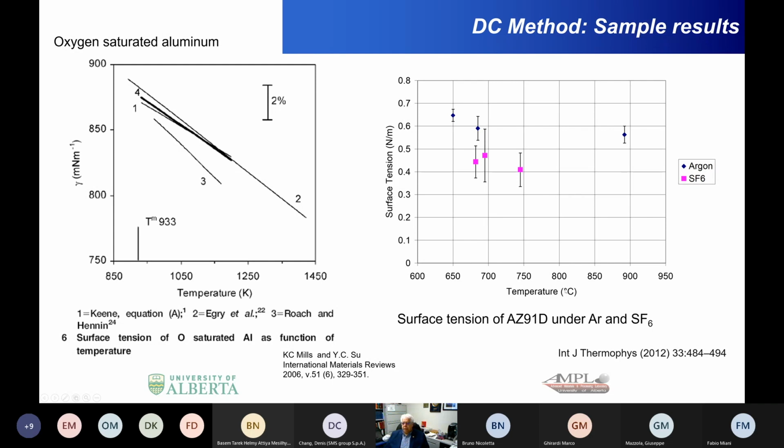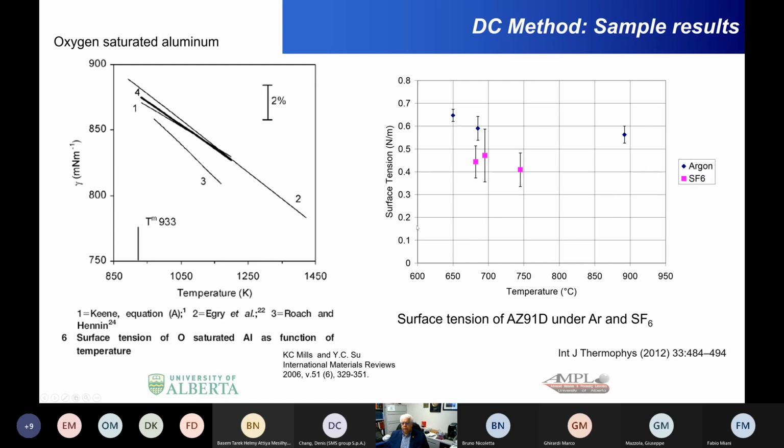Here's the surface tension of AZ91D. It's a very common magnesium alloy. And we did this measurement. It was a difficult set of experiments that were done under argon and SF6. SF6 is a very common gas used for protecting magnesium during commercial processing. It's being replaced because it's environmentally poor. It's a really horrible gas for climate change and for its impact on the atmosphere.